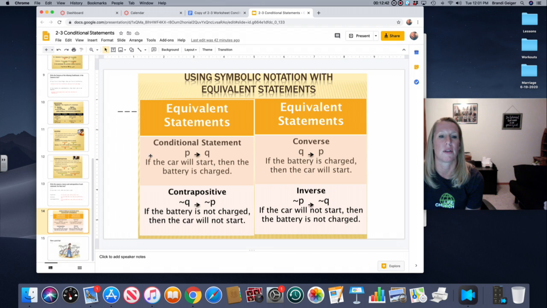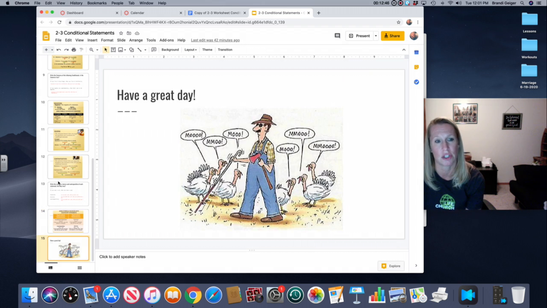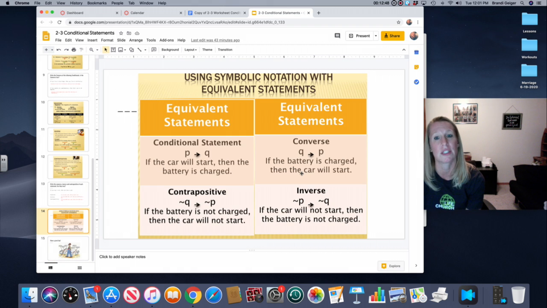All right, so my statement says if the car starts, then the battery is charged. Converse, if the battery is charged, then the car will start. Inverse, if the car will not start, then the battery is not charged. And then contrapositive, if the battery is not charged, then the car will not start.